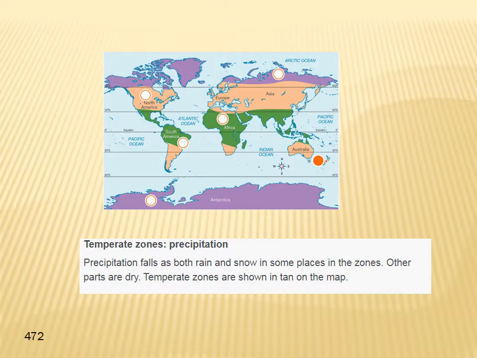Temperate zones. Precipitation falls as both rain and snow in some places in the zones. Other parts are dry. Temperate zones are shown in tan on the map. Can you see them? Very good. I can see Australia, Asia, Europe. Very good.